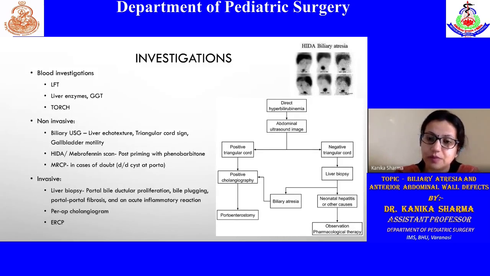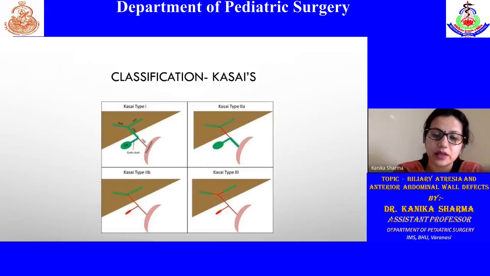The other condition which may be creating doubt is neonatal hepatitis, for which one needs to observe and go for medical management. The commonly used classification for biliary atresia is Kasai's classification, where they have a proximal variant, a distal variant, complete CBD association, and along with intrahepatic.